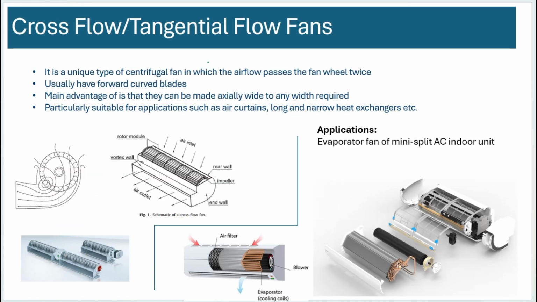Cross flow or tangential flow fans. These are really inefficient fans, okay? But their main advantage is that they can be made really wide. You can make them really wide compared to other fans, and they could be made for any width. So it's particularly useful for air conditioning systems, for split AC systems for the indoor unit, okay? So you have a long heat exchanger and you'll have a fan like this inside it.